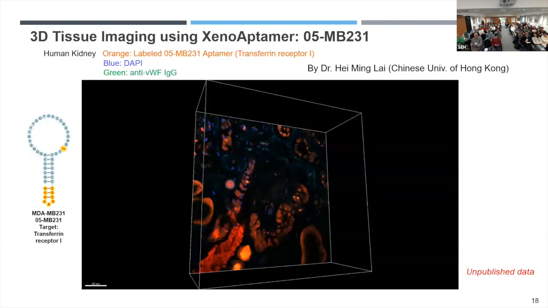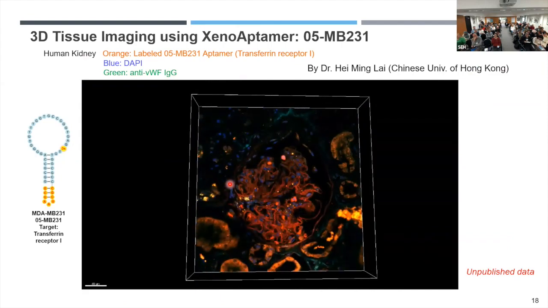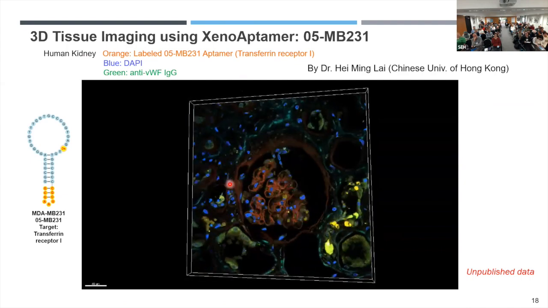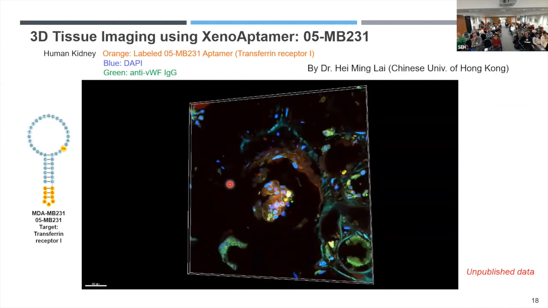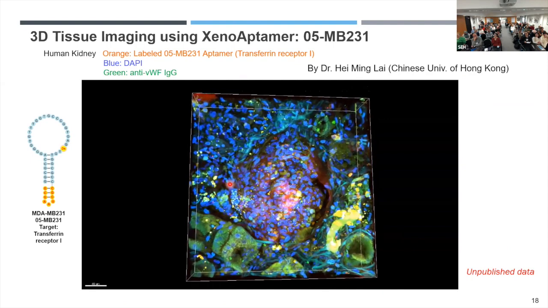And this is recent new data from collaborating with Dr. Hei-Min Dai at the Chinese University of Hong Kong. They use our aptamers for 3D tissue imaging. This time he used a human kidney, and the orange part is our aptamers. It clearly shows the imaging. But don't ask me for details, I'm not a specialist of this experiment.